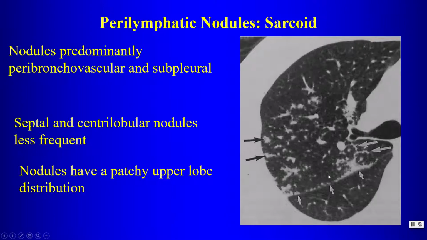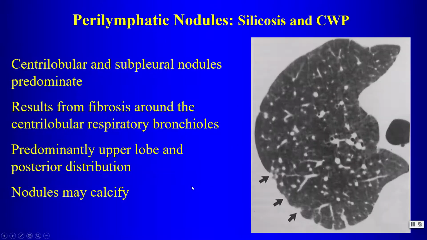So here's an example of sarcoid, giving you nodules along interlobular septae here, and here along the fissure. Here, nice outlining of the secondary pulmonary lobule as these nodules are along the interlobular septae, so that is a perilymphatic distribution of nodules. Here's an example of silicosis and coal workers' pneumoconiosis, giving you a somewhat also perilymphatic distribution of nodules. So with silicosis and coal workers' pneumoconiosis, nodules can be centrilobular and perilymphatic.